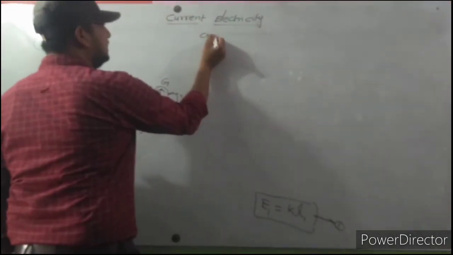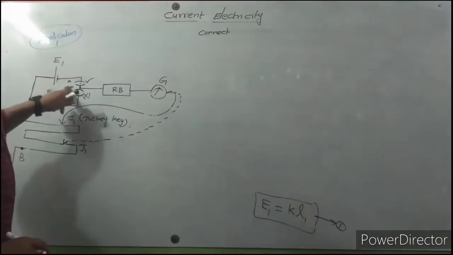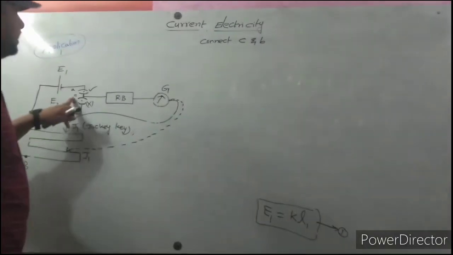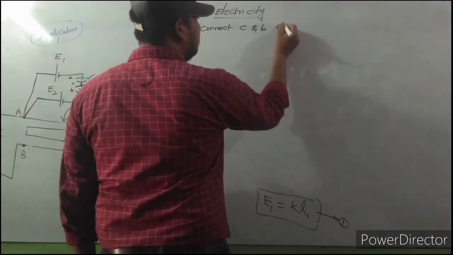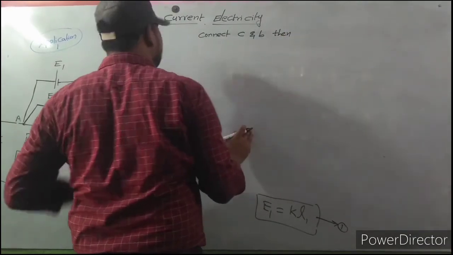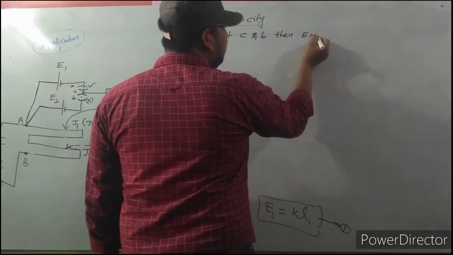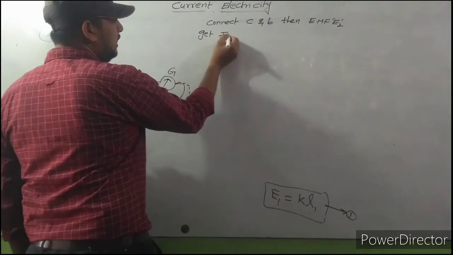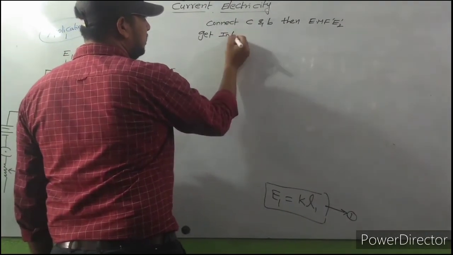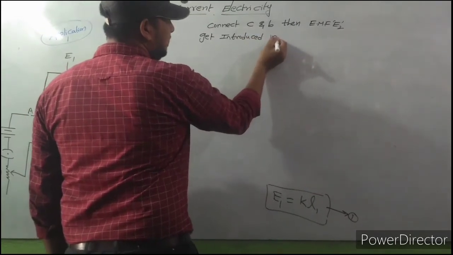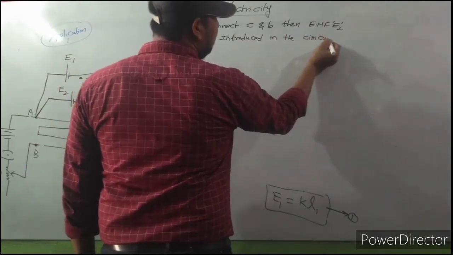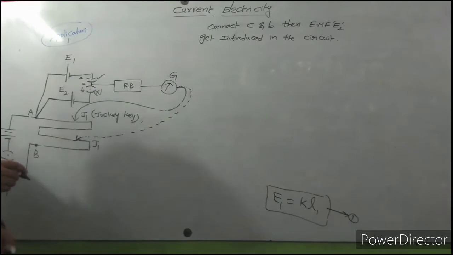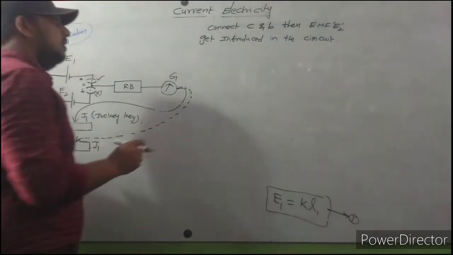Next, connect C and B. If we connect C and B, then EMF E2 gets introduced in the circuit.